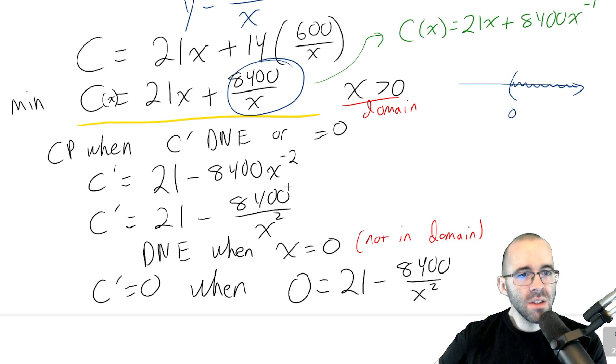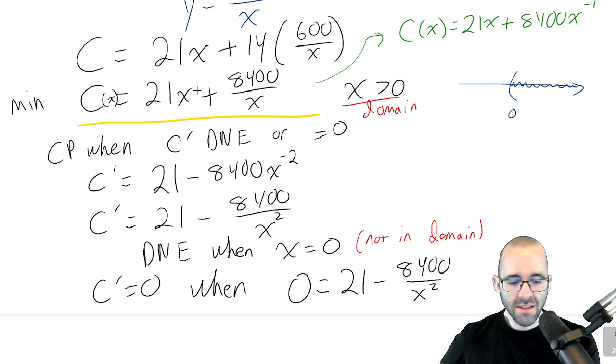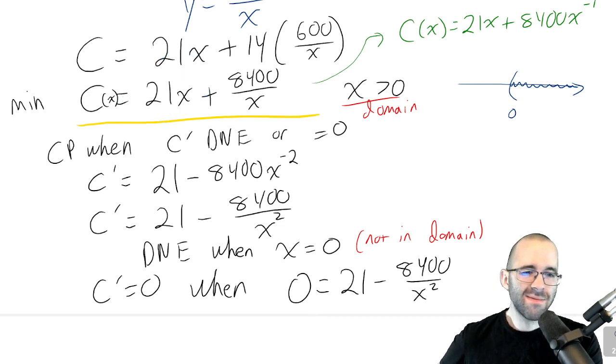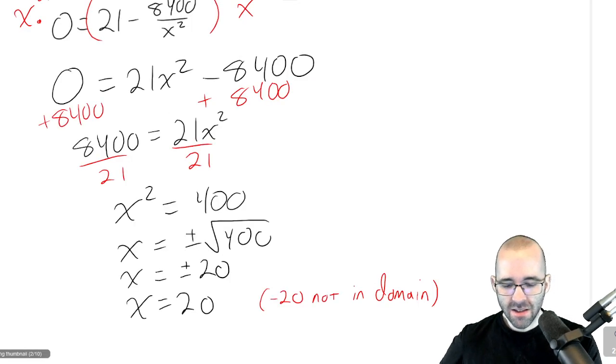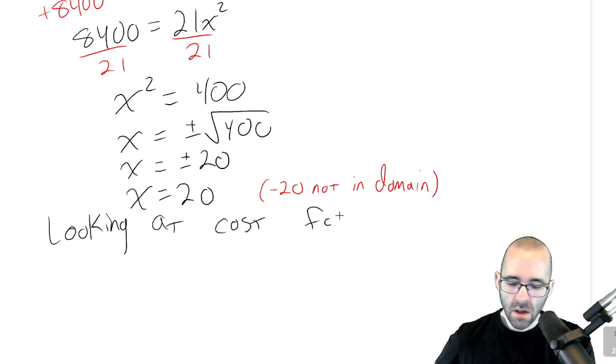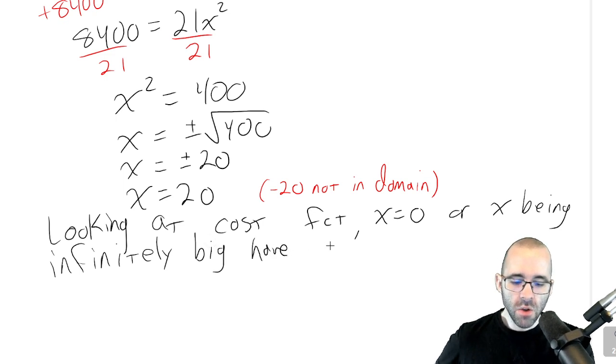If you divide by a really, really small number, you get a really, really big number. Big cost is bad. And of course, if x gets infinitely big, this one also does. So our endpoints are going to be infinitely high cost. Okay. So looking at the cost function, x being 0, or x being infinitely big, have huge costs.